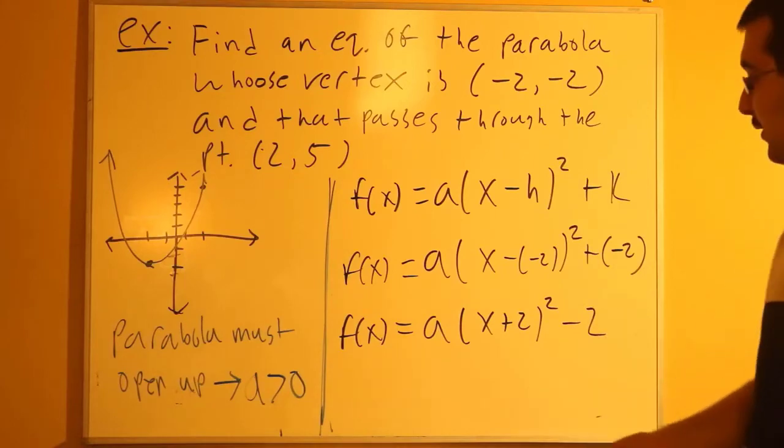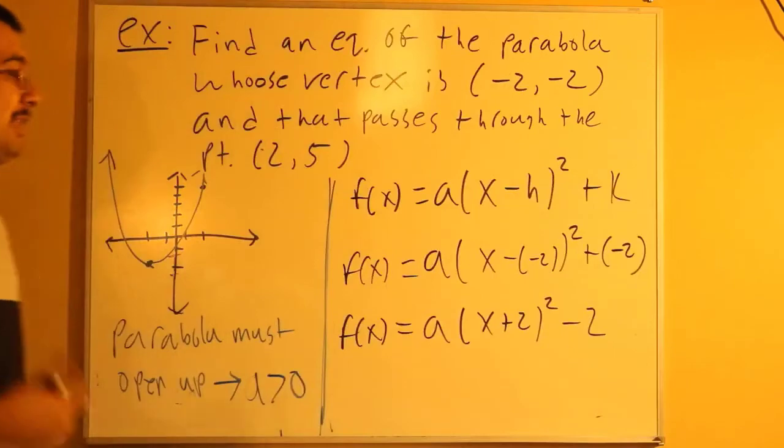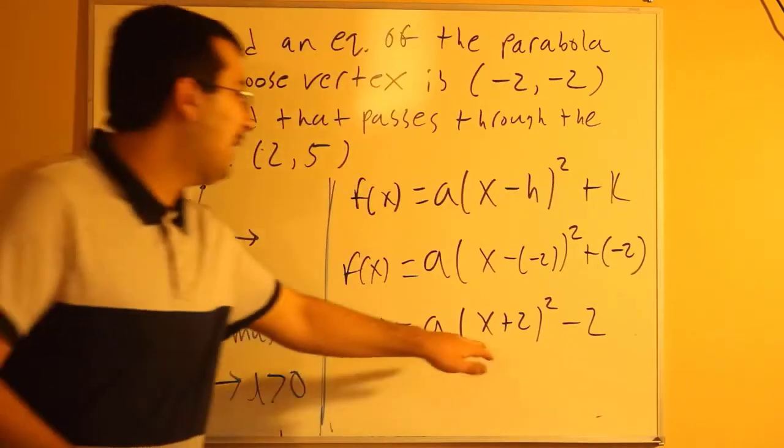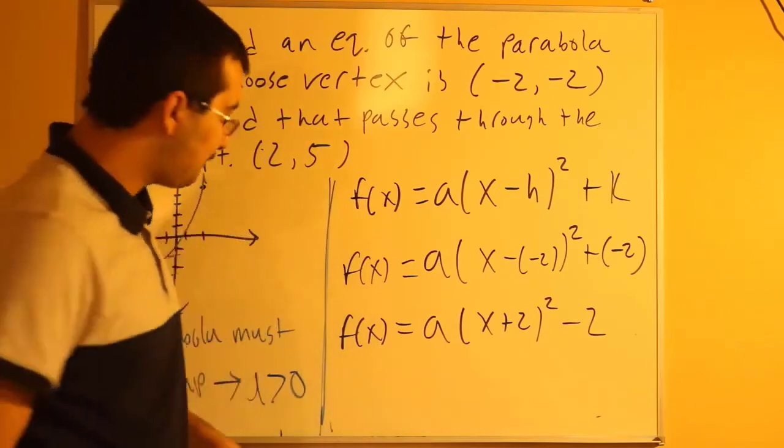Now here's the problem. The problem is, what's a? That's the last unknown, right? We want the only unknown in our equation to be x. So I need to figure out what a is. Well, how can I do that?